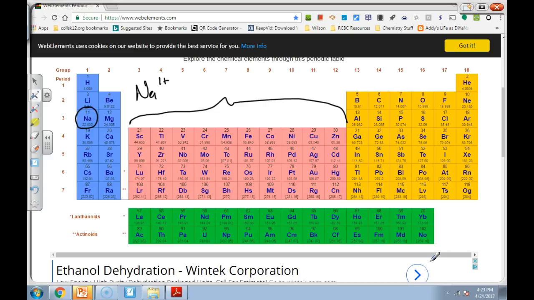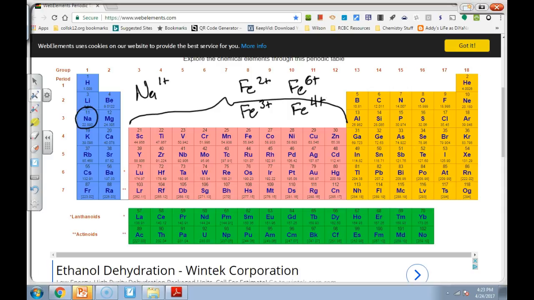Let me back up. For example, iron can have a 2+, it can have a 3+, sometimes, but not very often, it can have a 6+, and even very rarely can have an iron 4+. So there's all sorts of options for this element to have different charges.